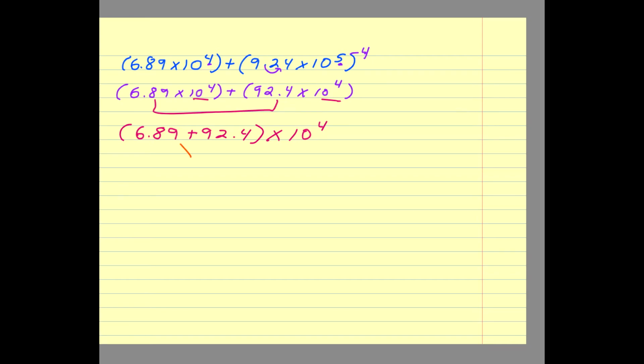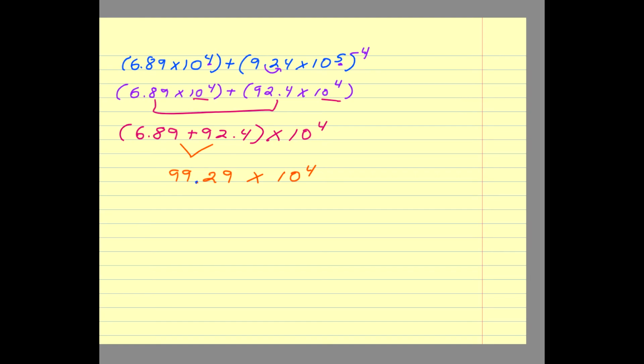All right. Now, I want to actually add these two numbers together. When you add them together, you will get 99.29 times 10 to the fourth. This is the part that I really, really want you to know. All right. This is not a scientific notation. 99.29 is not between 1 and 10. Remember the first number got to be between 1 and 10. This number's not. So watch what we do.